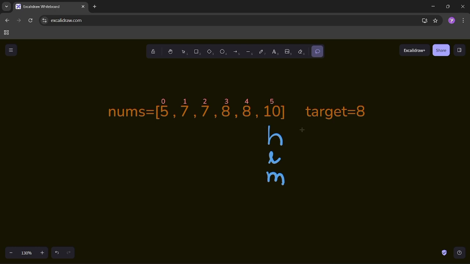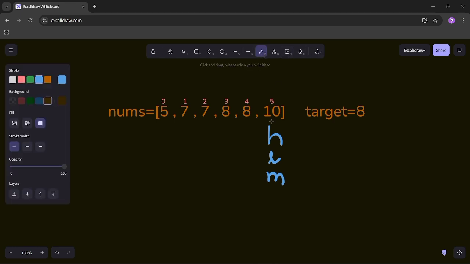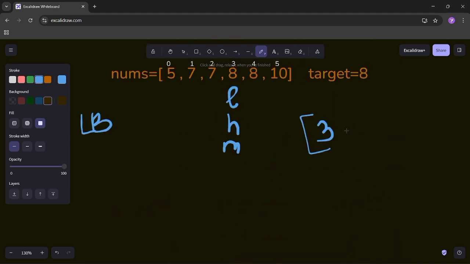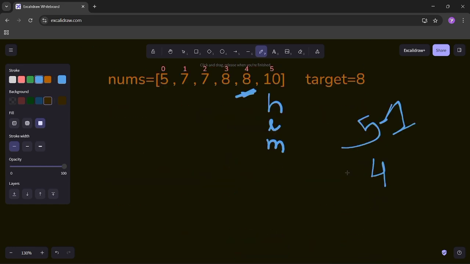So do I have to write 10, or do I have to write 5? No. If we find the upper bound, which is 5, right? What we have to do is subtract 1 from the upper bound. So basically we get 4, which is the last occurrence of target in nums, right? So now here we get 3 and also we get 4 by applying upper bound minus 1. So this is how we have to solve this problem.